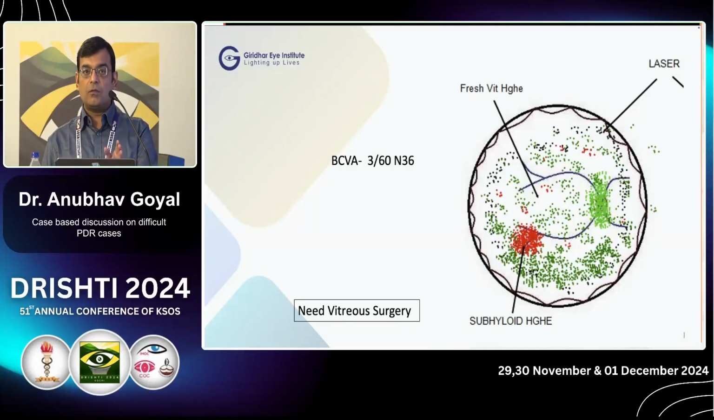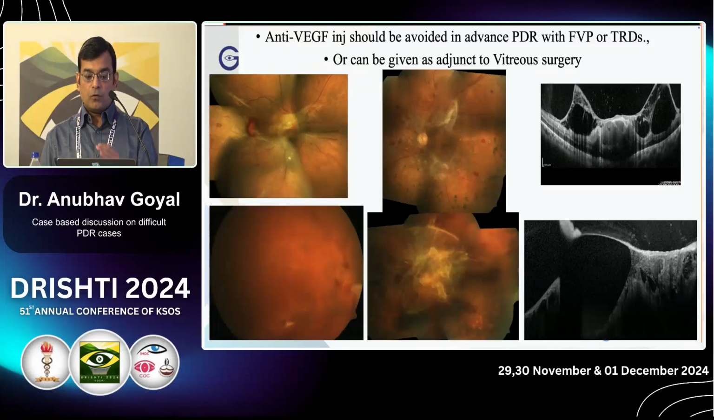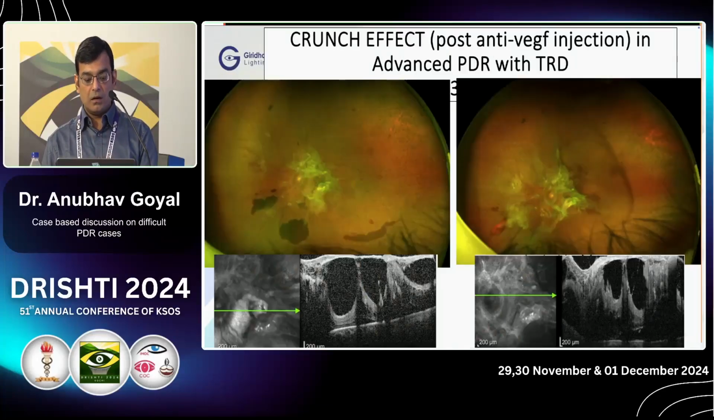You cannot treat them with conservative management. Anti-VEGF should be given with a lot of caution. Anti-VEGF is not the preferred treatment. So anti-VEGF should be avoided in advanced PDR with FVP and TRD, or can be given only and only when you are planning vitreous surgery in the near future. Otherwise, in these kinds of cases, if you give anti-VEGF, they will end up with immediate worsening and be gone.